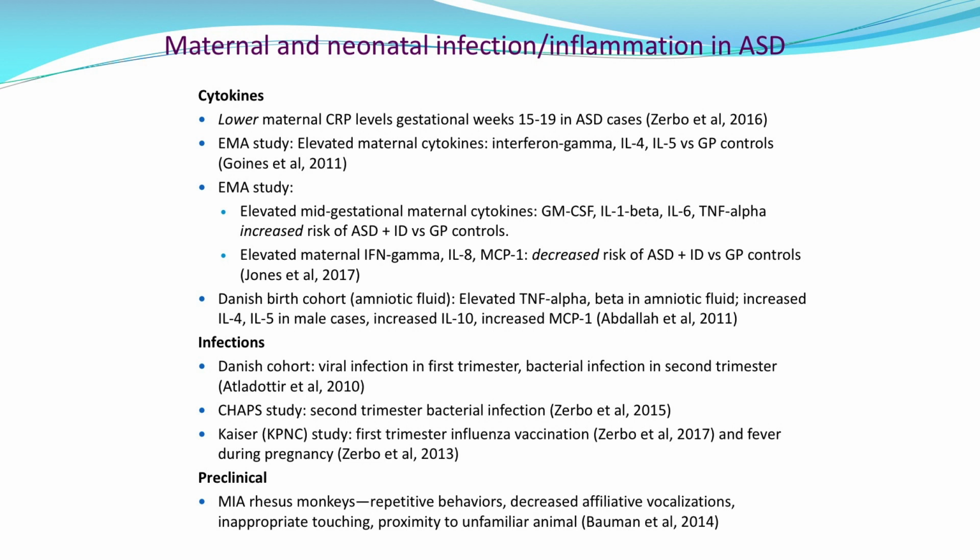Regarding specific infections, the Danish cohorts, the CHAP study and the Kaiser study from Lisa Krohn, found that viral infections in certain trimesters and bacterial infections have also been related to autism risk. We're currently working to look at specific agents, most notably influenza. We have influenza antibodies measured in our autism sample. We have not yet analyzed those data.